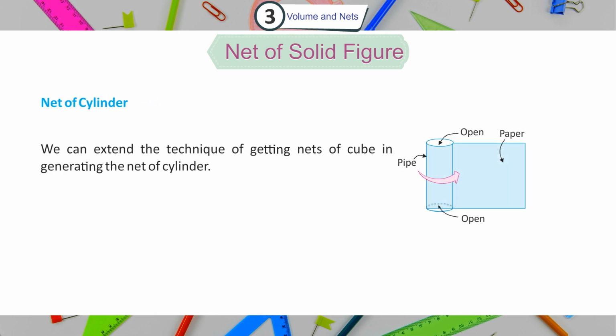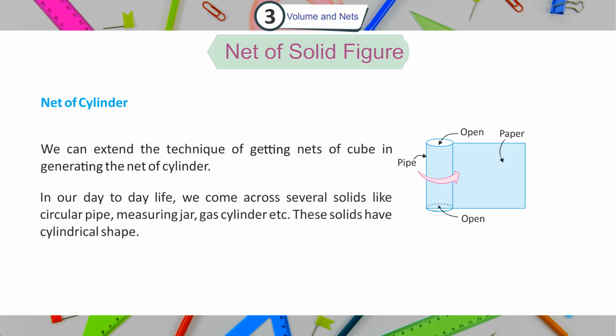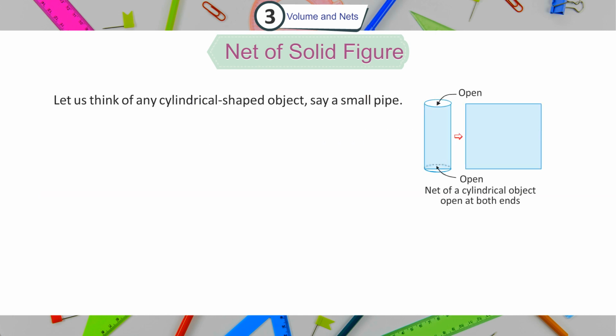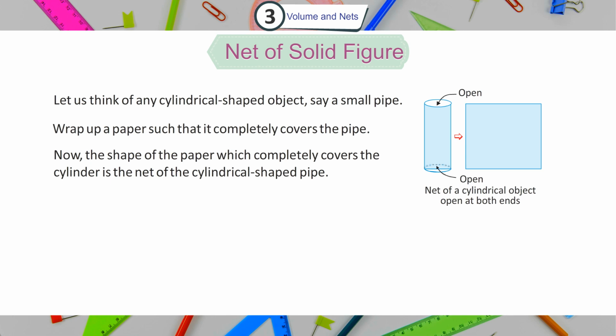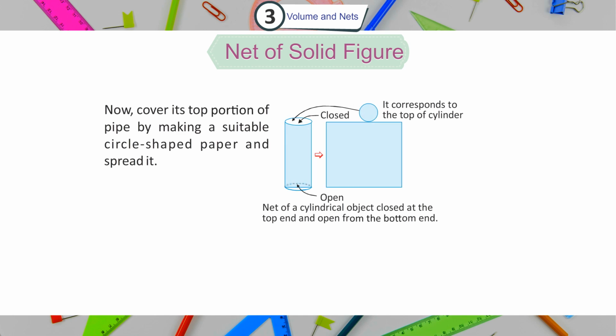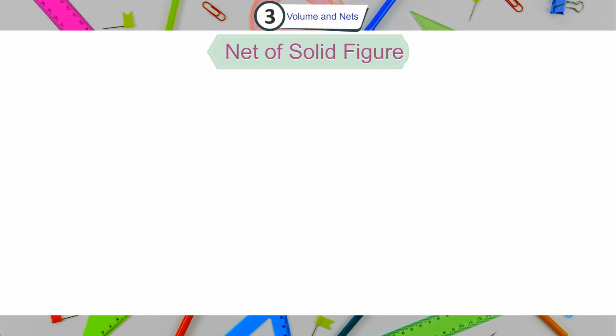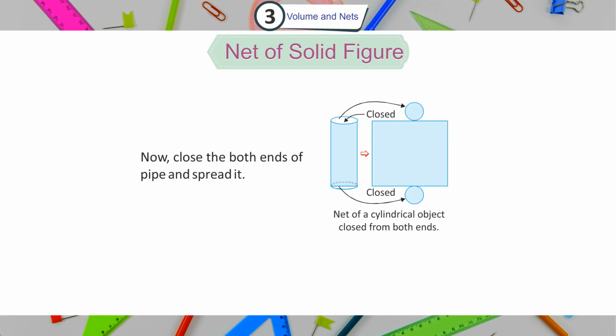We can extend the technique of getting nets of a cube to generating the net of a cylinder. In our day-to-day life, we come across several solids like circular pipe, measuring jar, gas cylinder, etc. These solids have cylindrical shape. Let us think of any cylindrical shaped object, say a small pipe. Wrap up a paper such that it completely covers the pipe. Now, the shape of the paper which completely covers the cylinder is the net of the cylindrical shaped pipe. Now cover its top portion of pipe by making a suitable circle-shaped paper and spread it. Now close both ends of pipe and spread it.